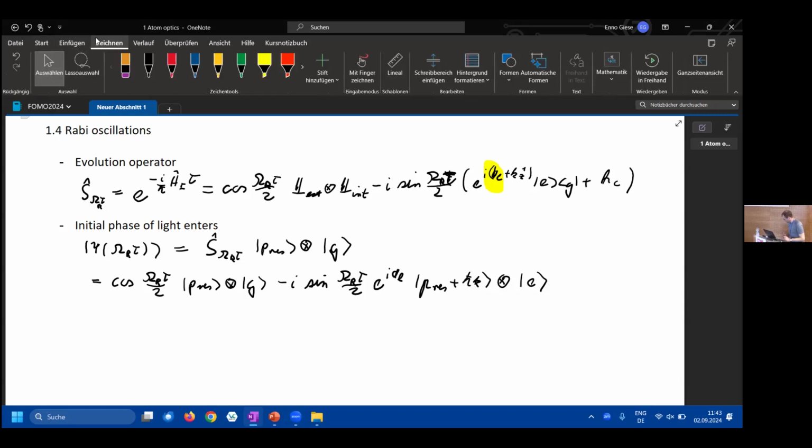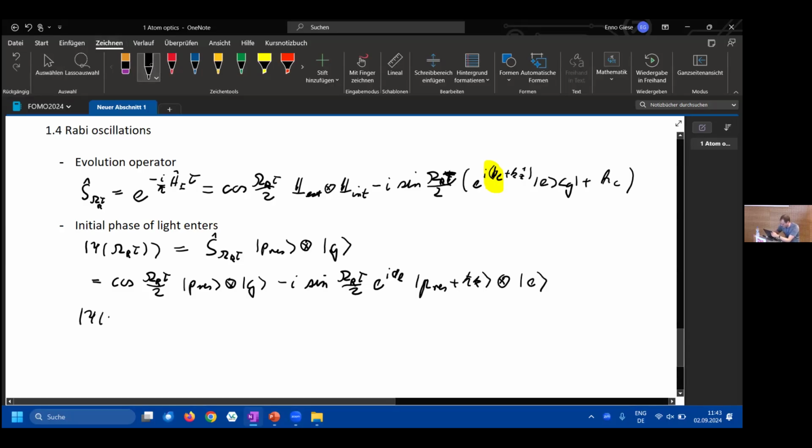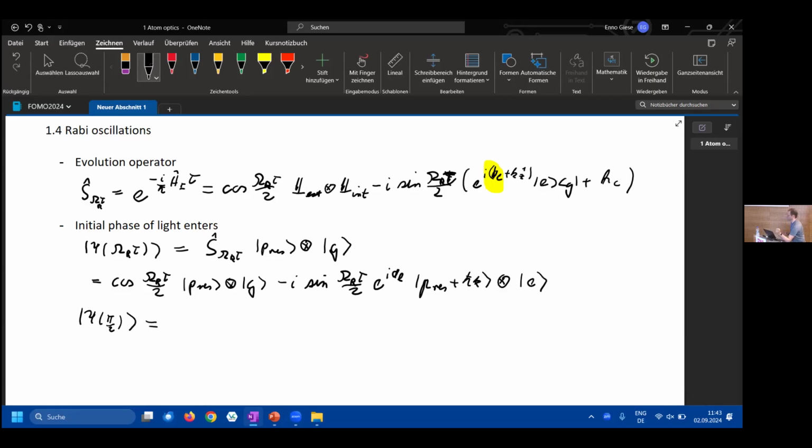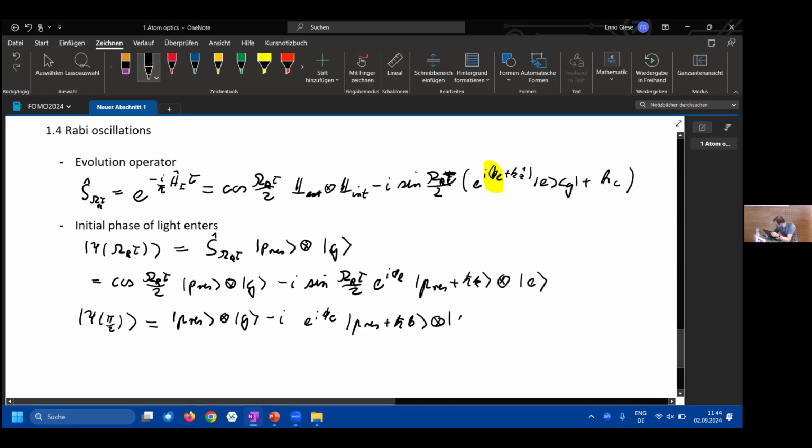Now, there we go. So what do we now observe? For a pi-half pulse, both sine and cosine are 1 over square root of 2. So what we observe is now p resonance times ground state minus i e to the i phi laser times p resonance plus h bar k times the excited state, divided by square root of 2.